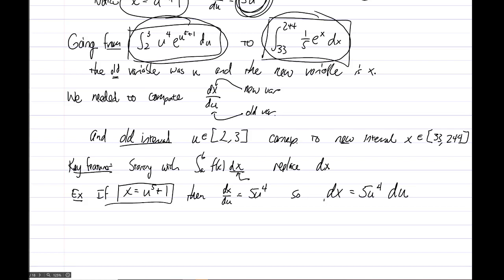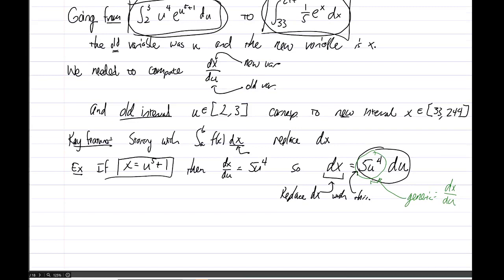And so the point is, replace dx with this, and by this I mean that stuff here. Then let's point out that this part here, 5u to the fourth, in more generic situations, is dx over du again. Now, in just a moment, we want something similar.